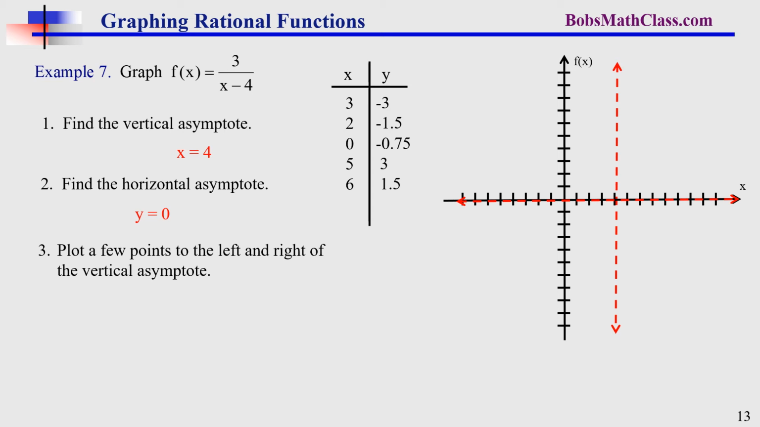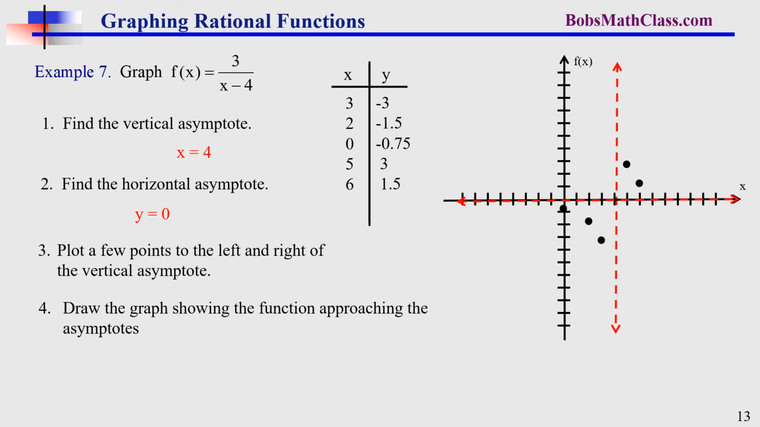Let's plot those points. And then we'll draw the graph. So there's those 5 points. That's good enough to show where the graph is. So it's going to get close to the asymptotes, but try not to touch it.